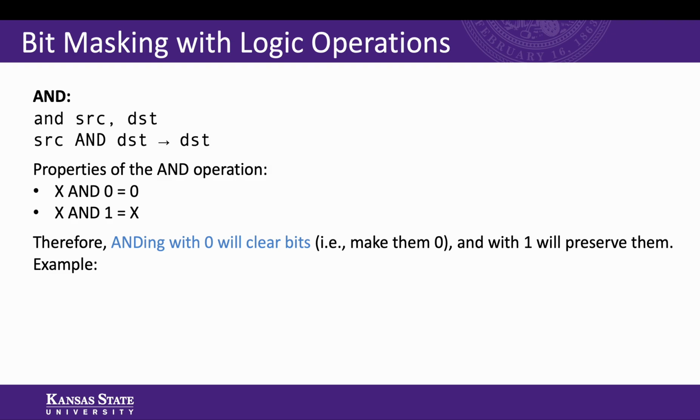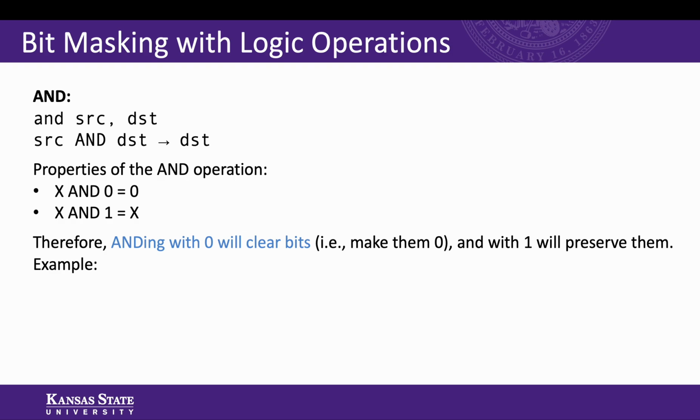The instruction here is written AND, and then the operand is source, comma, destination. And so it takes the source bits and ANDs them with the destination bits, and then it stores that in the destination. So the destination is altered here. And again, it's a bitwise AND. It looks at the first bit of the source and ANDs it with the first bit of the destination. Then it looks at the second bit of the source and ANDs it with the second bit of the destination, and so on.